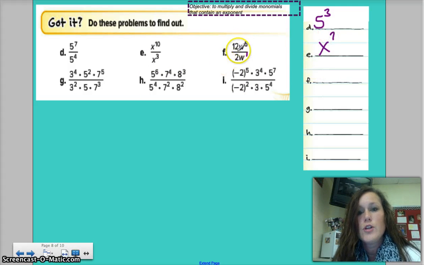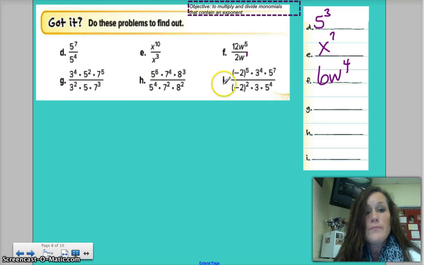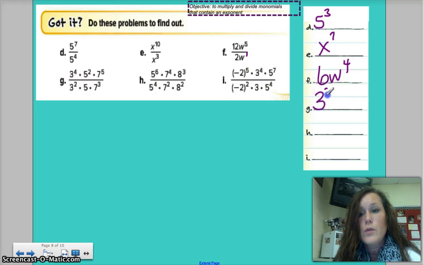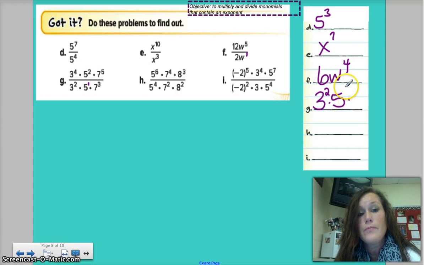E would be x to the 10 minus 3 is 7. Number F, divide the coefficients. So you have 6w. Notice that there's a 1 here for you. I gave you a hint. 5 minus 1 is 4. Number G, 3 squared times 5 to the, remember there's an invisible 1 here, 5 to the 1st power. You don't need to write that power, but I'm going to just to show you. And then 7 to the 2nd power.